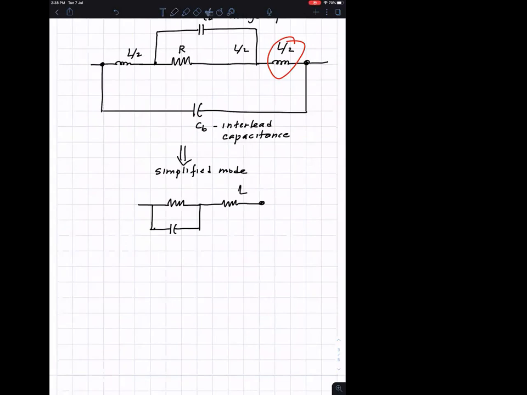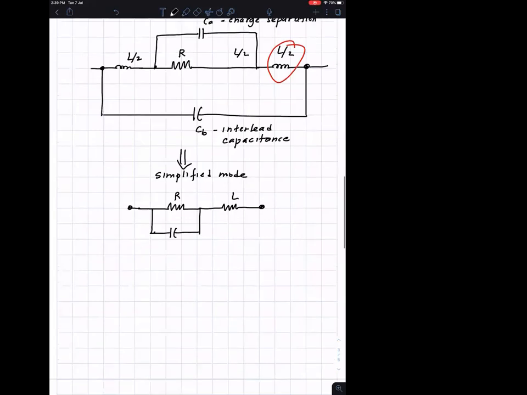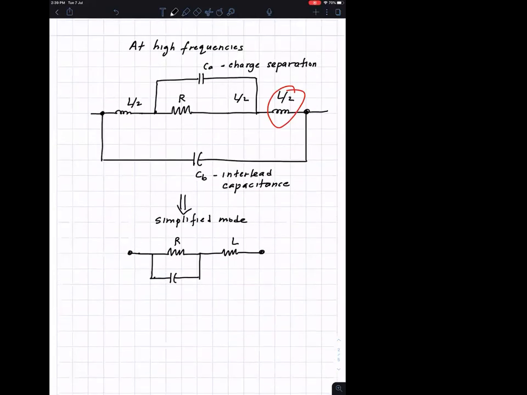So I can combine those as a single L over 2 plus L over 2. You can call this L. The R remains there. And CA is usually very small. This capacitance CA is very small, so we approximately set it to 0. Okay, that means it's open circuit.